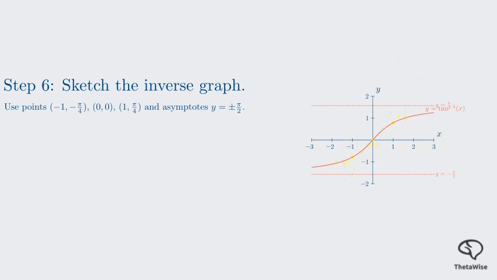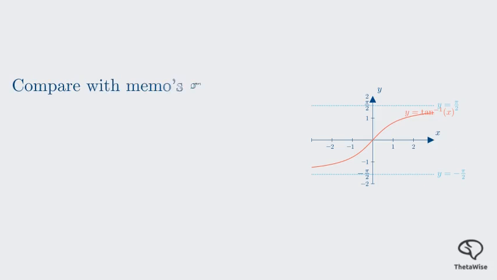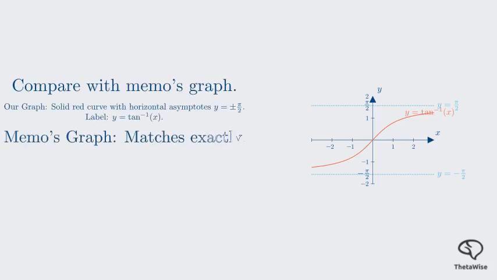Now we erase our green guide graph of tangent. Let's compare our graph to the one in your notes. They are identical. We have the correct horizontal asymptotes and a curve that passes through the origin. Our sketch is verified, and there you have it. We've successfully sketched the graphs of sine inverse, cosine inverse, and tangent inverse using our 6-step guide. We have seen how domain and range, key points, and especially asymptotes are swapped between a function and its inverse.